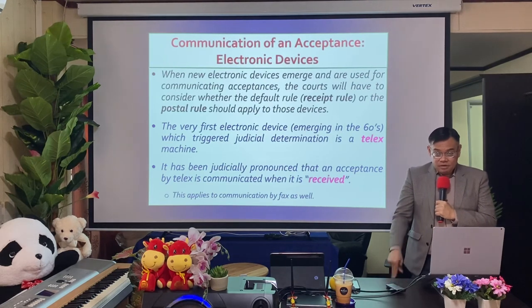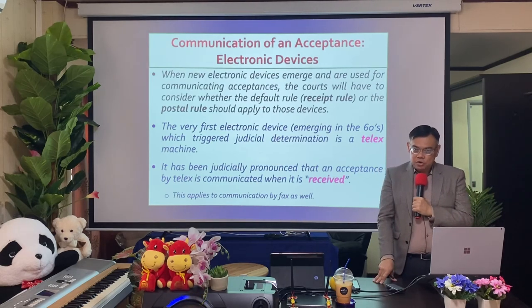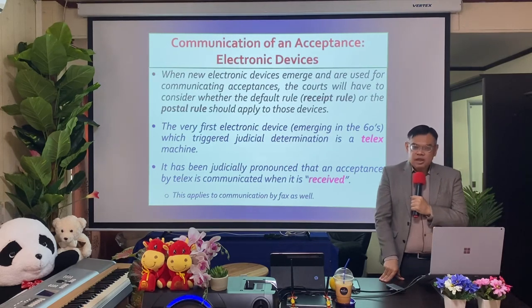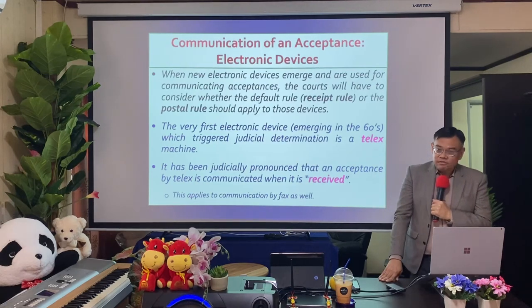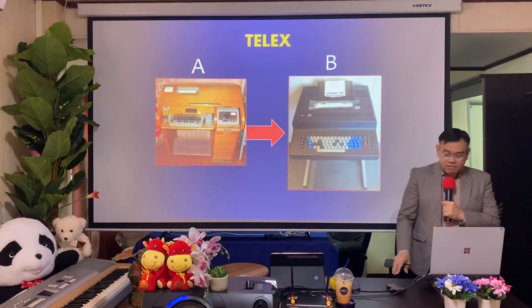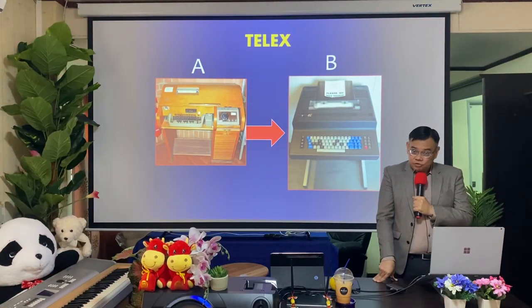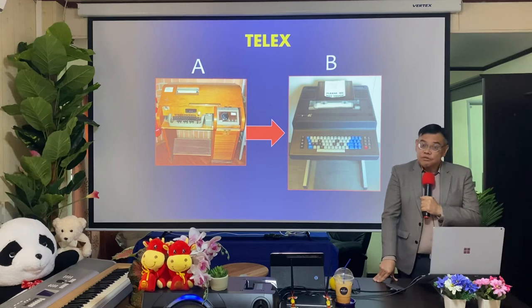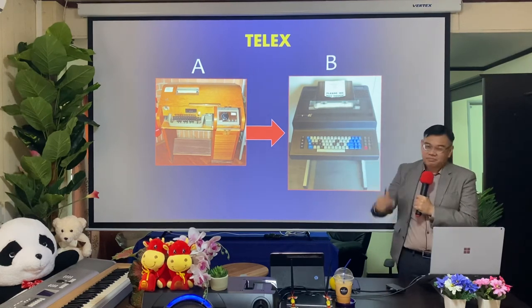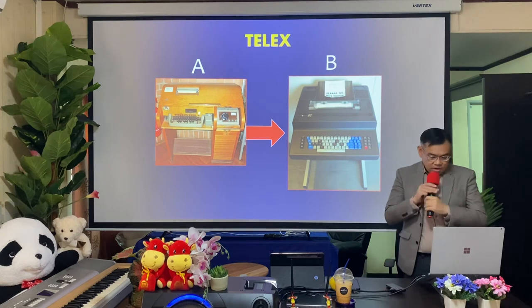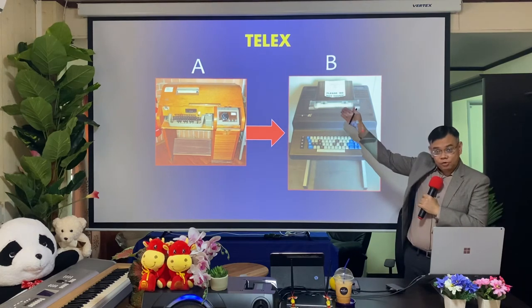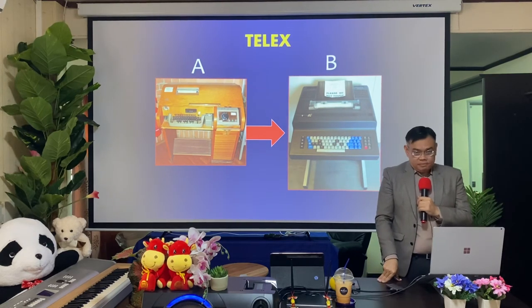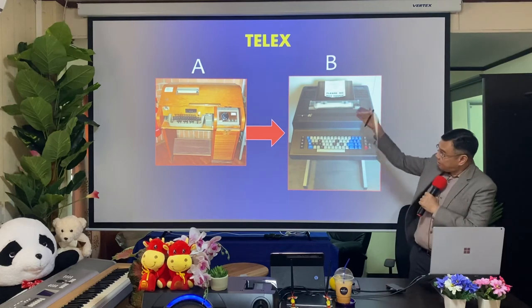In the old days, of course, there were no such devices as Instagram, email, Facebook Messenger, whatever. So at that time, about 1960-something, the English courts would have to decide cases involving the use of telex. At the time, the English courts had cases. In fact, there are many, many cases involving the use of telex.